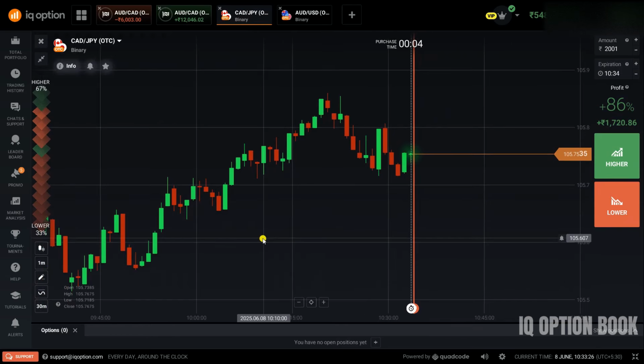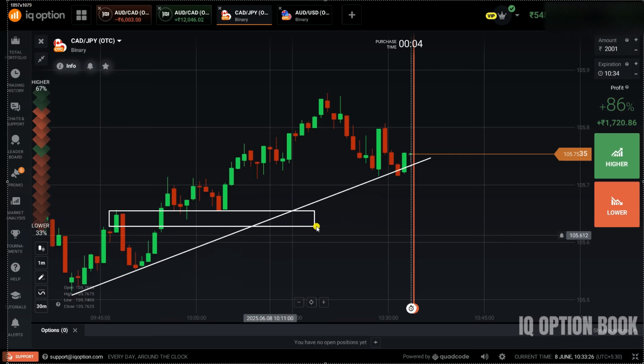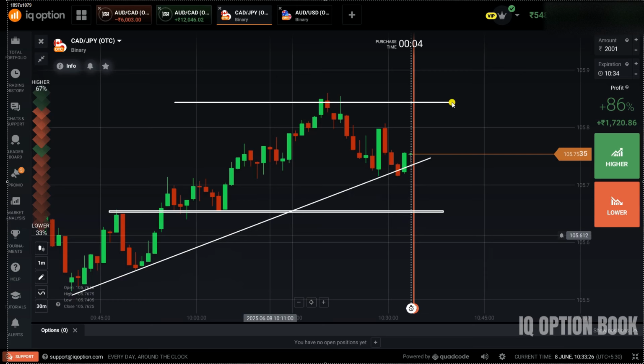So in CAD/JPY, the market is also in an uptrend. Just by adding a trend line, we can clearly observe that it is an uptrend market. Now after that, there is a downward resistance, and on the upper side, sorry, this is called a resistance and the lower side is called a support. This is a minor resistance level where the market fluctuates around this area.